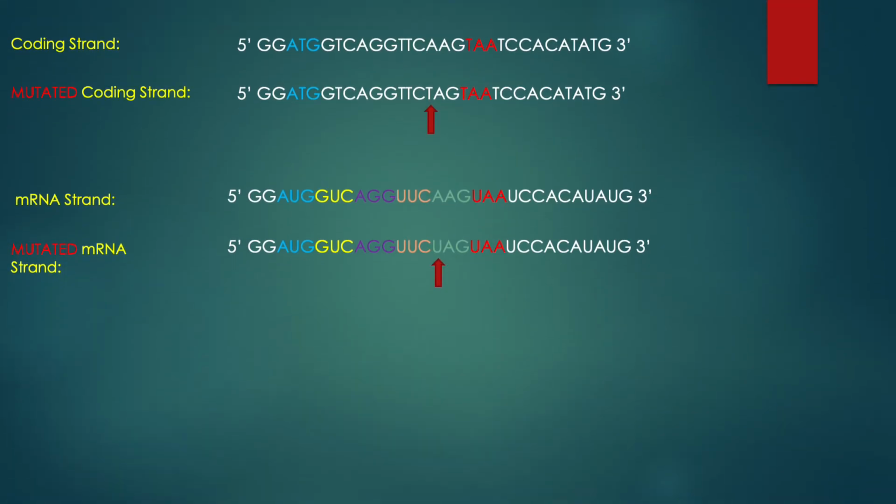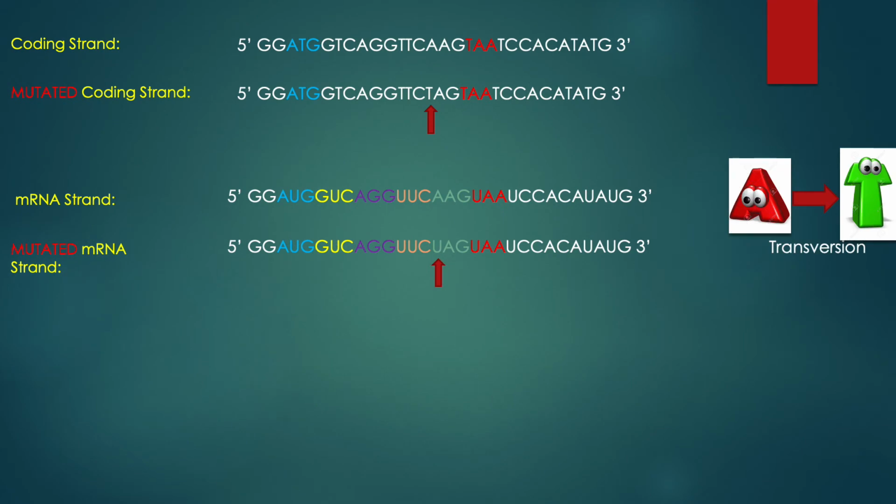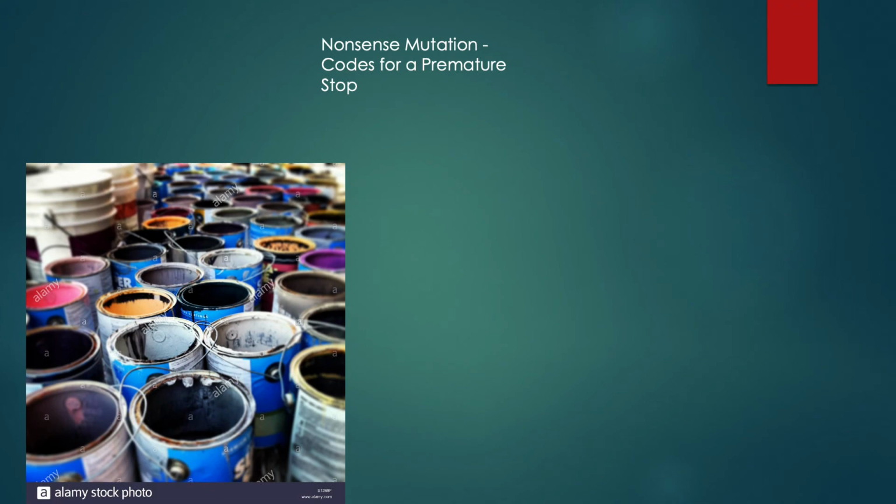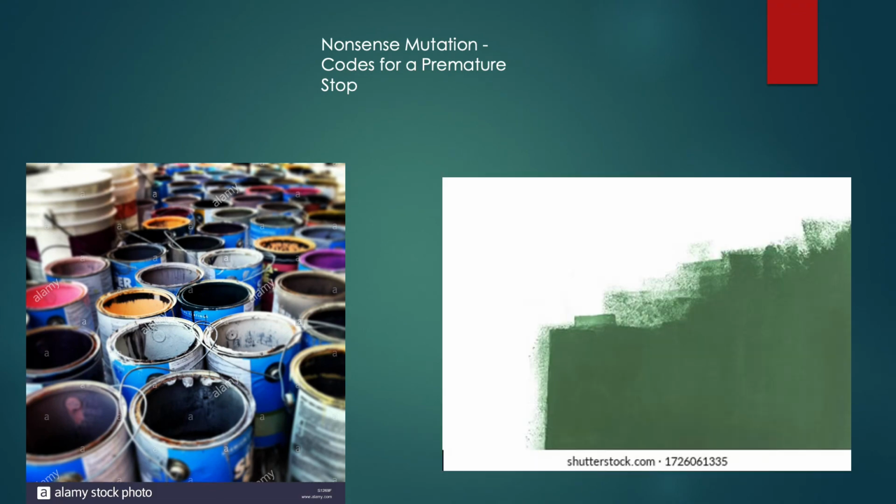In this third mutation, we have this A changed to a T. Because a purine was changed to a pyrimidine, this is a transversion. After translation, we see that the mutation has caused a codon that is supposed to code for an amino acid to become a sequence that signals the stop of translation. This is known as a nonsense mutation. Because you ran out of paint, your wall was not painted completely.